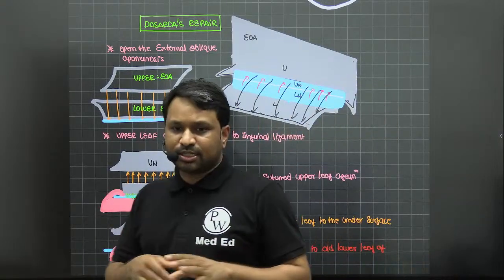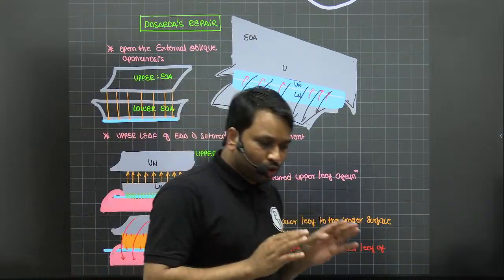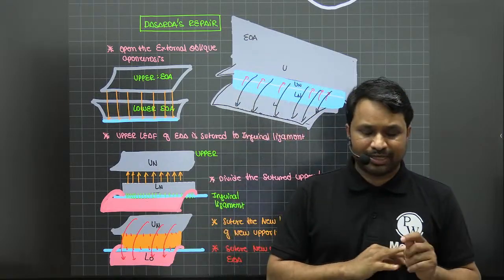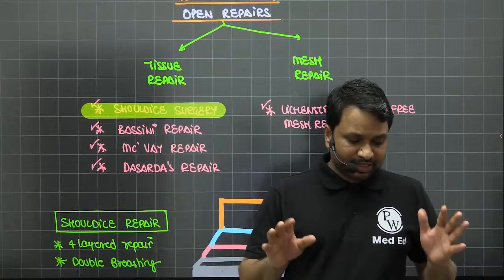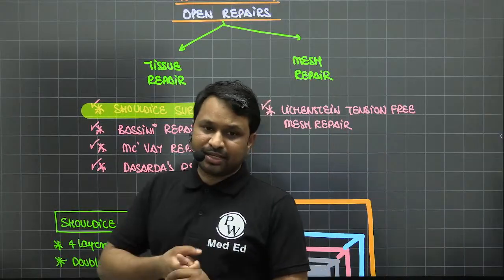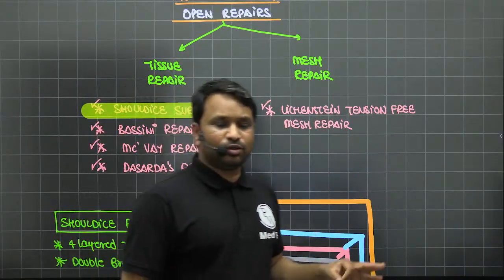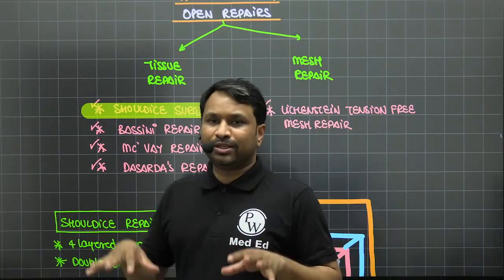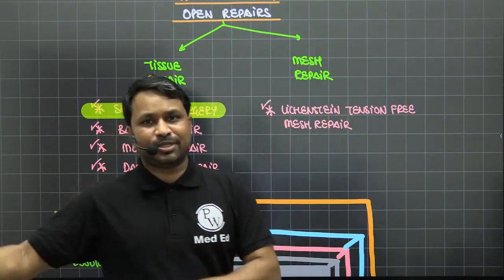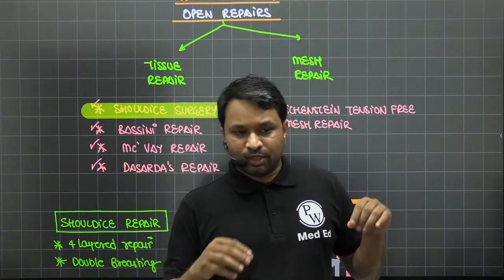So this was an exclusive class on all the tissue repairs and the hernioplasties that we had. We have covered a wide range and variety of techniques: Shouldice, Bassini's, McVay, Desarda, Lichtenstein. This is the only video on the entire internet which explains all the hernia techniques with precision in one single video. So hope you liked it.